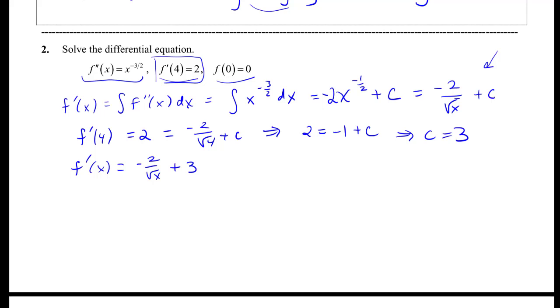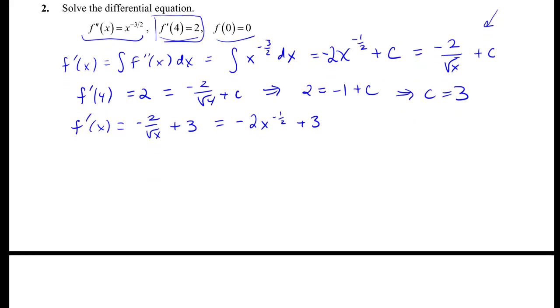Now, in order to proceed, I might want that in a different form. I want that back as negative 2x to the minus 1/2 plus 3, because now I'm going to do another integration. So to get the actual original function, I would integrate the first derivative, which now I'll use the one that has a power, negative 2x to the negative 1/2 plus 3. All right, dx, don't forget your dx there.